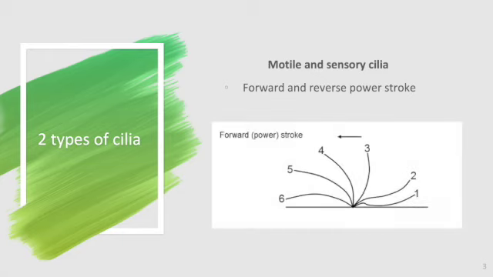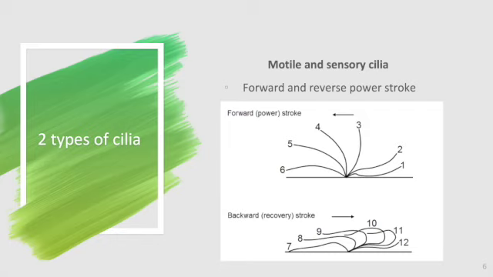There are two strokes to ciliary movement. The first is the power stroke, and the second is the recovery stroke. During the power stroke, the cilia move forward against the surrounding environment, propelling it forward. The recovery stroke allows the cilia to return to their normal position.